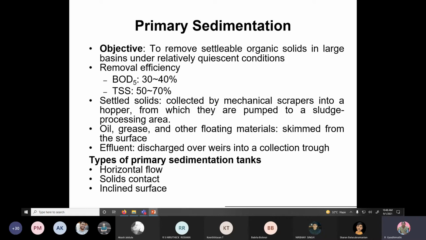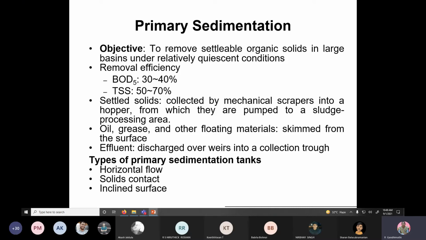But in wastewater treatment, here also you can expect type 2 settling. It is not by adding a coagulant. Because of the nature of the wastewater itself, some flocculant materials are sticky in nature. They may adhere to each other and increase the size of the particle during sedimentation. Therefore, you can expect type 2 settling in the primary sedimentation tank. Type 1 settling, that is discrete settling, takes place in the grit chamber, whereas type 2 settling, otherwise called flocculant settling, takes place in the primary sedimentation tank.